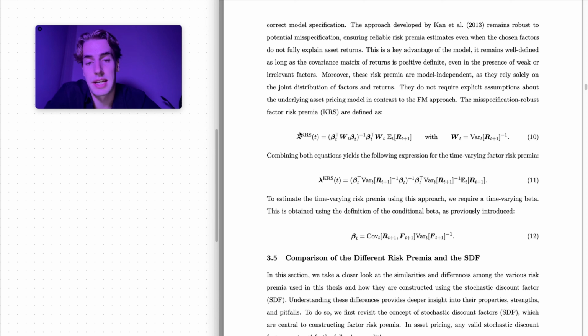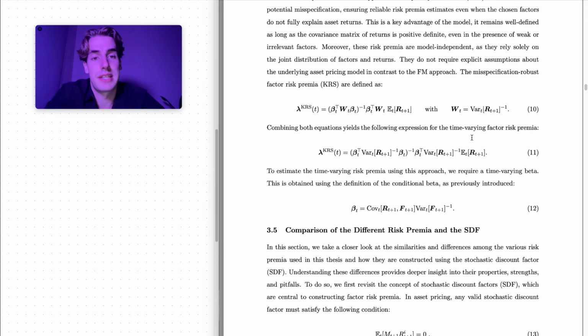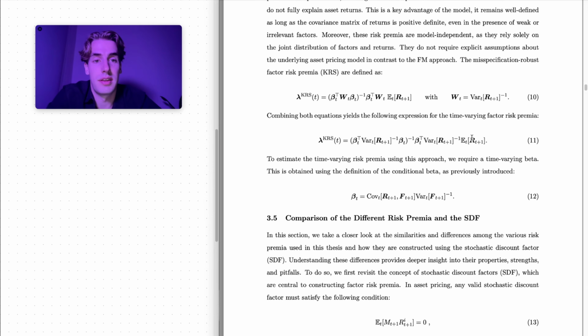Summarized, we can calculate these risk premia, the Kan-Robotti-Shanken risk premia, the misspecification robust, as this. Okay, and we need a beta estimate, which we already calculated before, but also there is a weighting matrix here. This weighting matrix ensures that we are optimizing the weightings in such a way where we are less dependent on the less relevant factor.